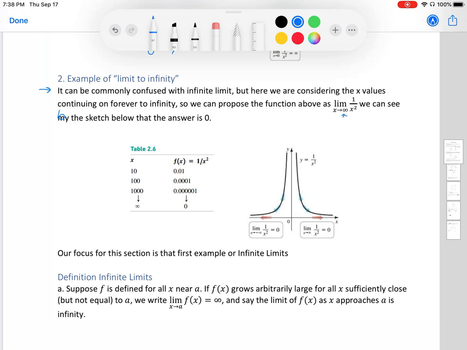So we're looking at the x values to the positive side and the x values to the negative side. And we see that as our graph continues on for x values, it's getting closer and closer to 0, but never touching it. Same thing for the other side. As we go on to negatives, it gets closer and closer to 0, but never touches. So we say that the limit as x is approaching negative infinity of 1 over x squared is 0, and the limit as x is approaching infinity of 1 over x squared is 0. This is our next section, which we'll talk about in 2.5.